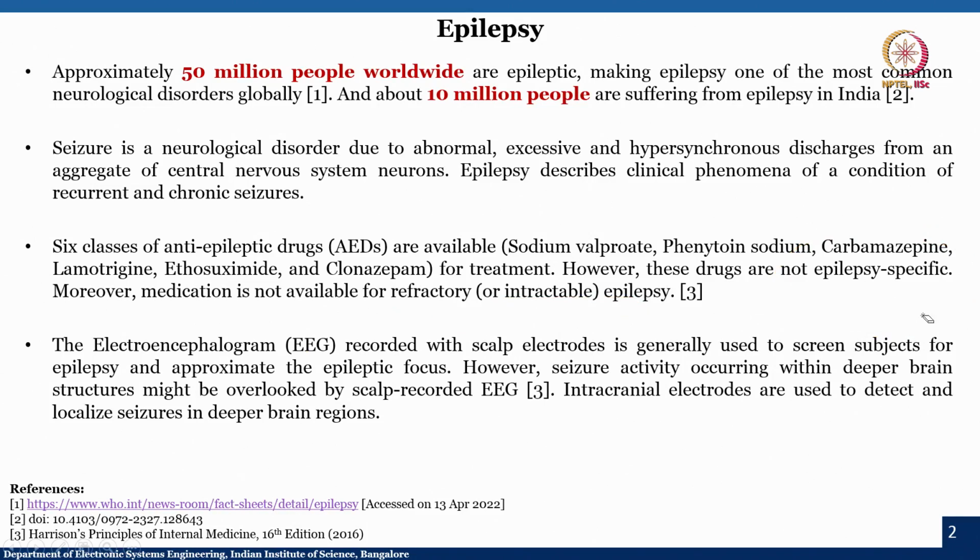The EEG, or electroencephalogram, records with scalp electrodes. We have seen the 10-20 system that is used to screen subjects for epilepsy and approximate the epileptic focus. However, seizure activity occurring in deeper brain structures might be overlooked by scalp electrode EEG. So, intracranial electrodes are used to detect and localize seizures in deep brain regions.